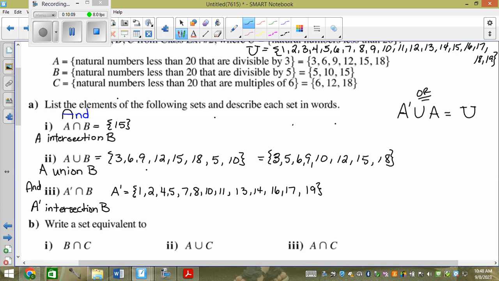Conversely, if I say this, the complement of A and A, what's in the complement of A and in A? Nothing. The empty set, they're actually disjoint. There's nothing in common because they're complements of each other, right? There would be nothing that's in the complement of A and A because they're opposites, complete opposites.